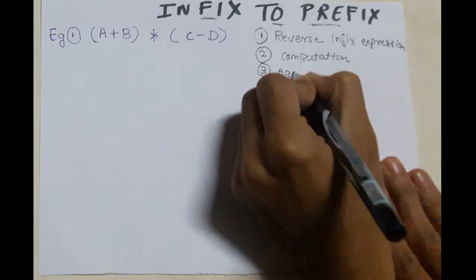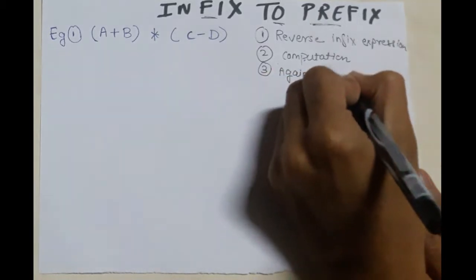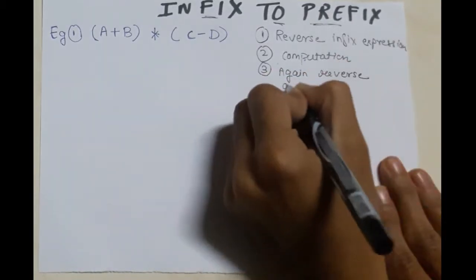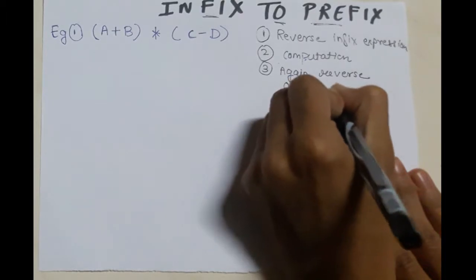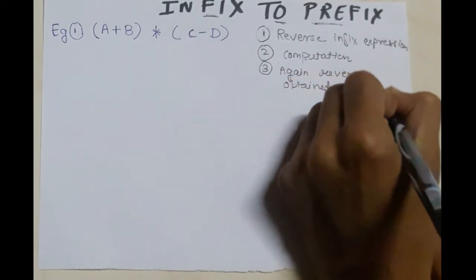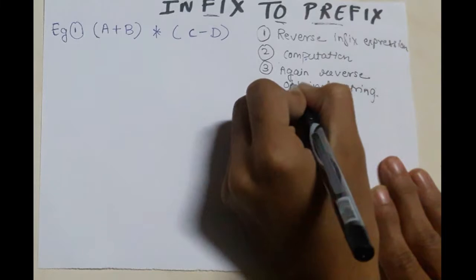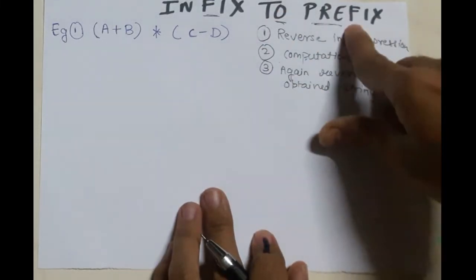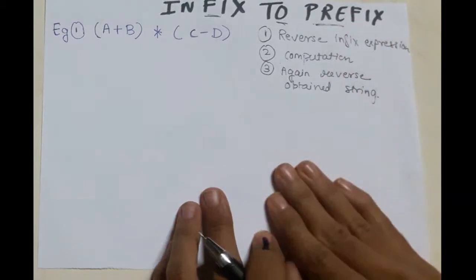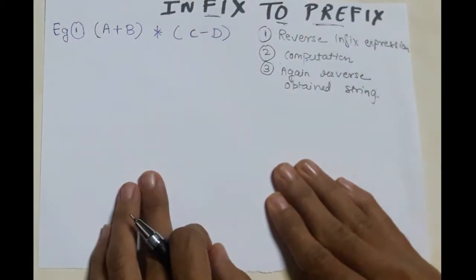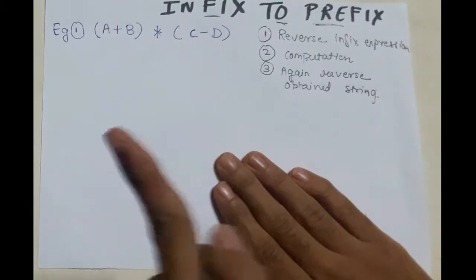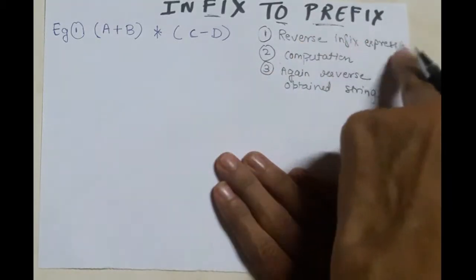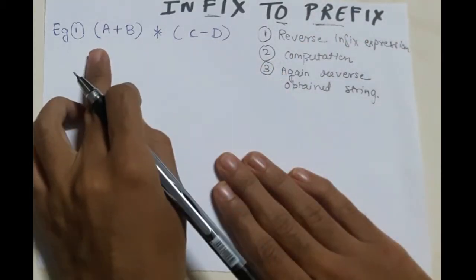So here I can write again reverse obtained string. Okay. So using these three steps, we will obtain prefix expression from infix. Okay. Now let us solve this example for better understanding. Now first thing you have to do is to reverse infix expression. So we'll reverse this expression.